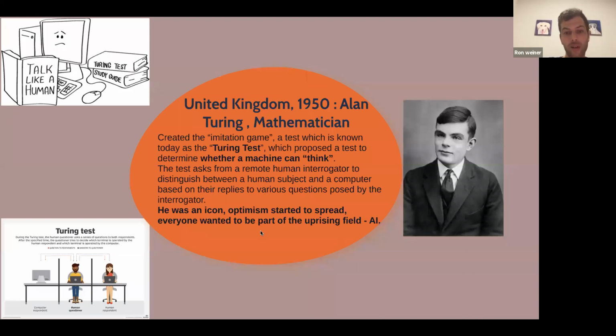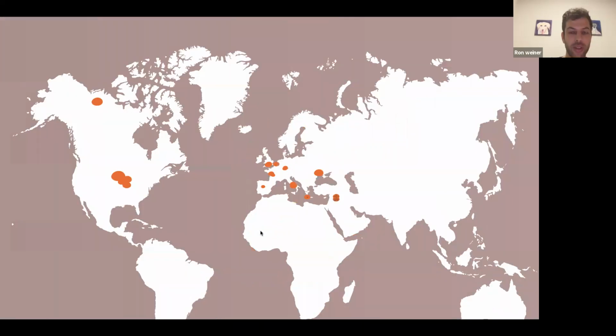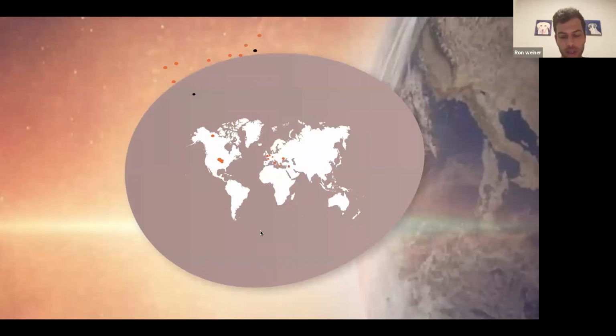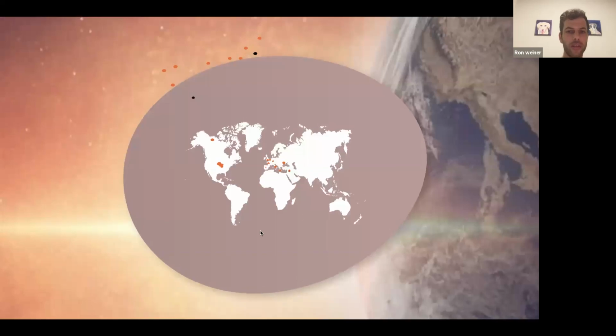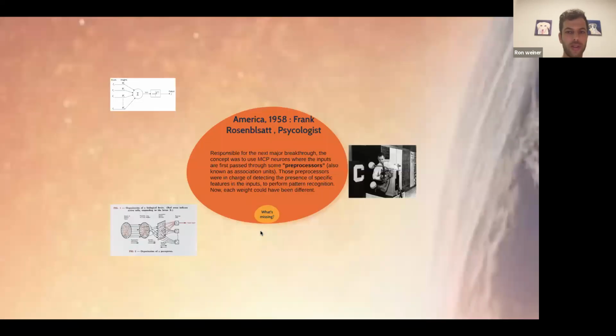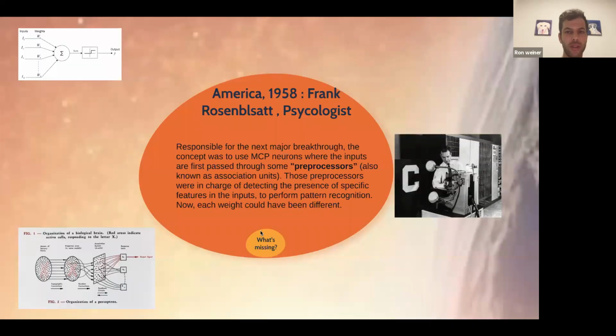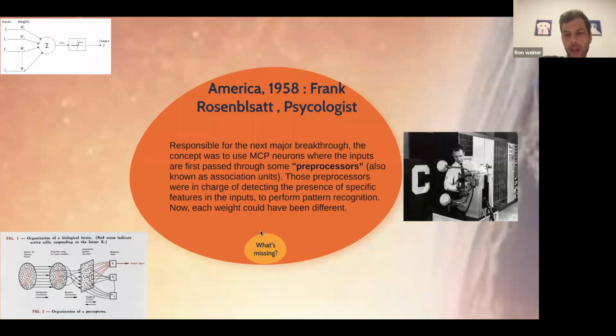And he was an icon. It was the beginning of an era of explosion in the AI field. Lots of countries and lots of institutions used their funds and tried to make huge progress. And everyone thought that we were very, very close to having an AI machine that can really do magic, as we keep imagining until today.